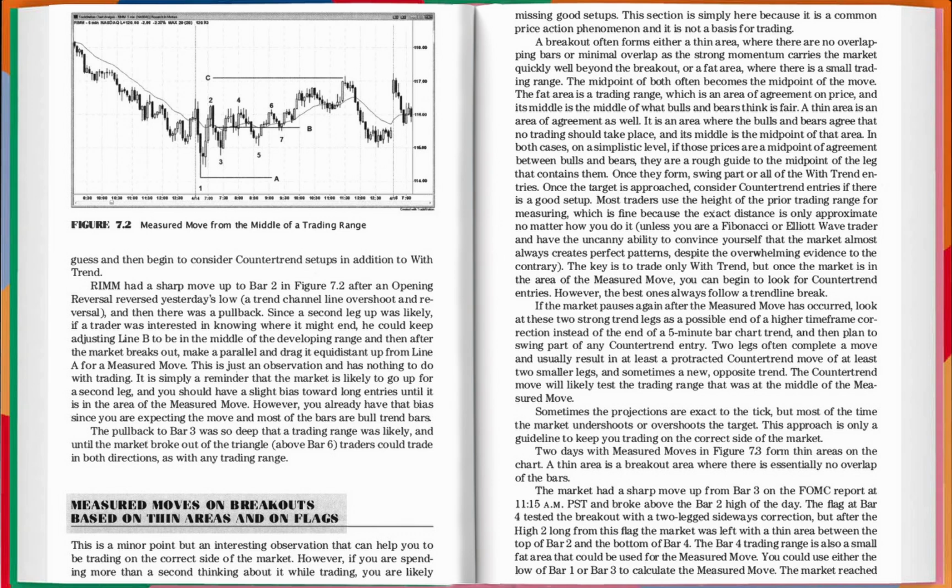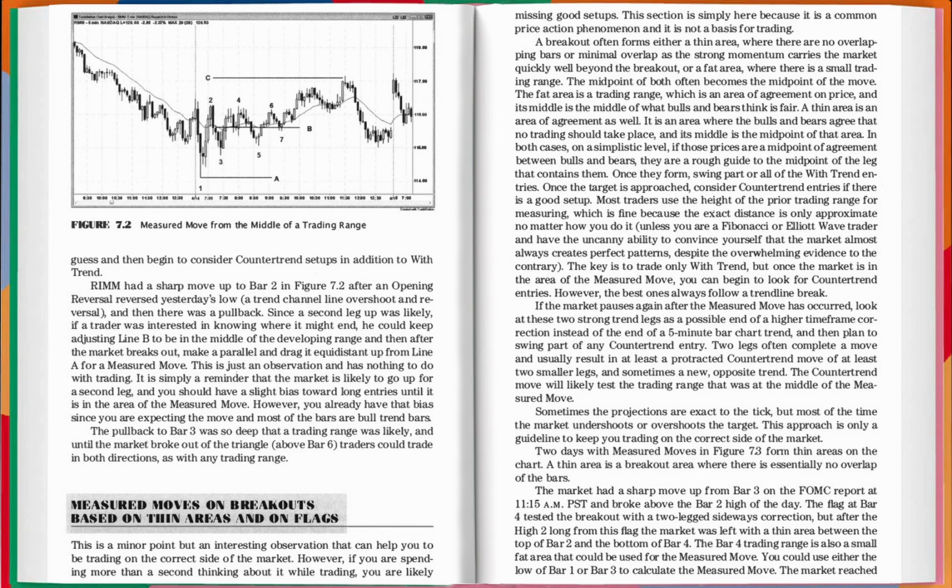Most traders use the height of the prior trading range for measuring, which is fine because the exact distance is only approximate no matter how you do it, unless you are a Fibonacci or Elliott wave trader and have the uncanny ability to convince yourself that the market almost always creates perfect patterns, despite the overwhelming evidence to the contrary. The key is to trade only with the trend, but once the market is in the area of the measured move, you can begin to look for countertrend entries. However, the best ones always follow a trendline break.